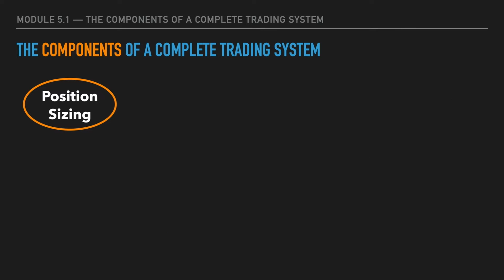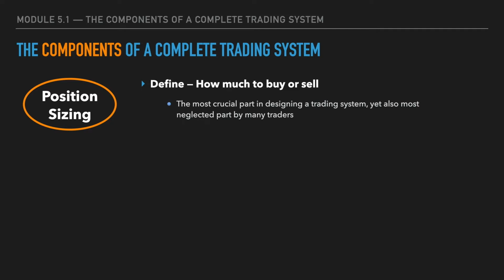Alright, the second component is position sizing. It defines how much to buy or sell. Position sizing is the most crucial part in designing a trading system, but it's also the part that most of the new traders ignore. You don't want to be one of them. You have to take position sizing seriously. How much to trade affects both your risk management and diversification.